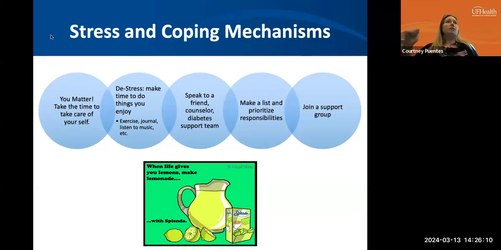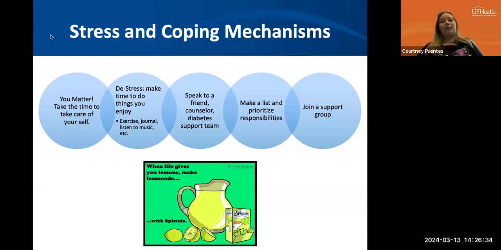Identify what helps de-stress, whether it's exercising, journaling, coloring, drawing, listening to music, reading a book, or finding something you enjoy that de-stresses. Speaking to a friend or counselor can also be very helpful, or support groups. Everybody's got flyers on their table now for our support groups too, so that's a great resource as well.